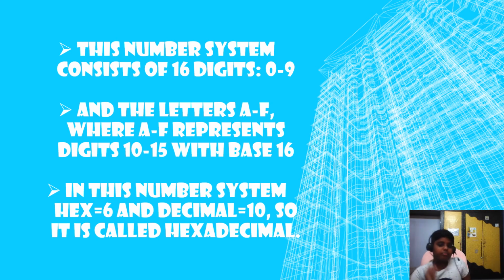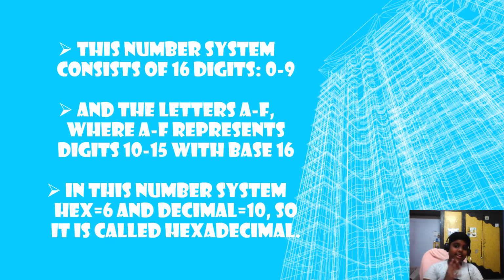Because you have 0, and 10 to 15, and these numbers 10 to 15 are represented with letters, like 10 is equal to A, 11 is equal to B, 12 is equal to C, 13 is equal to D, 14 is equal to E, and 15 is equal to F. So the numbers 10 to 15 are represented with the letters A to F, and it has base 16 as there are 16 numbers. And this number system is called hexadecimal.